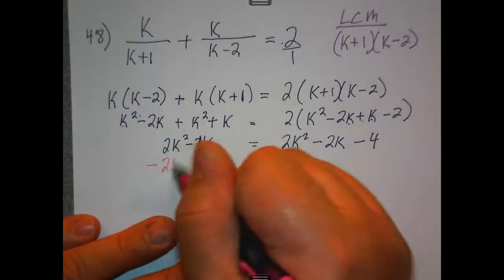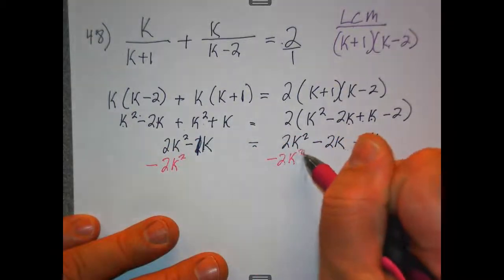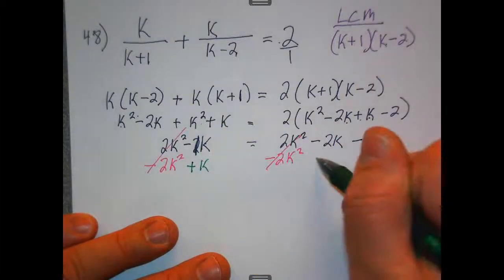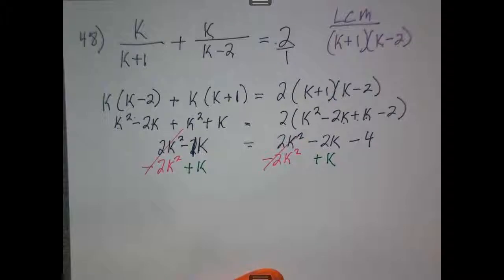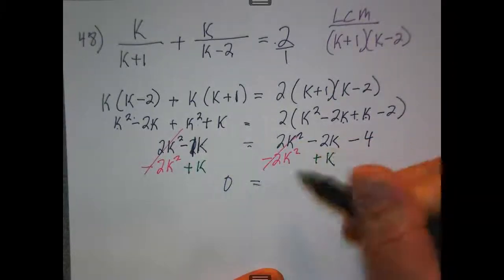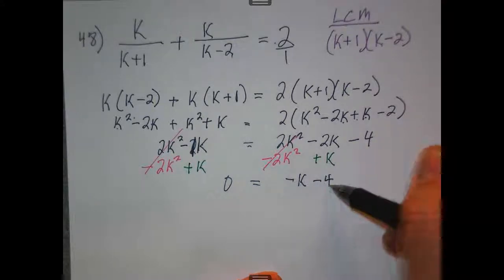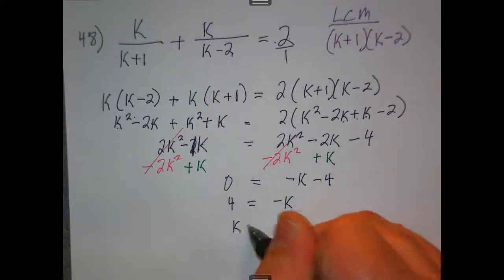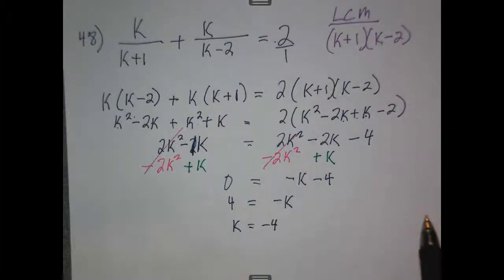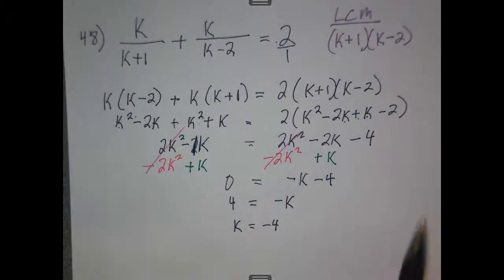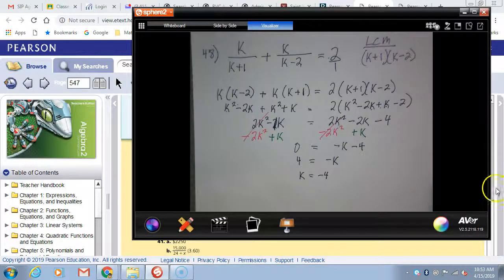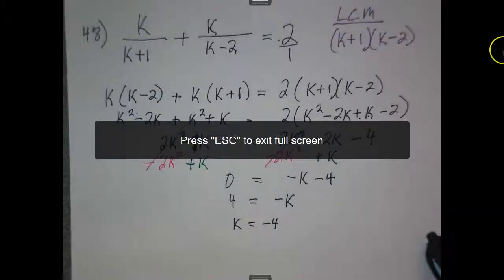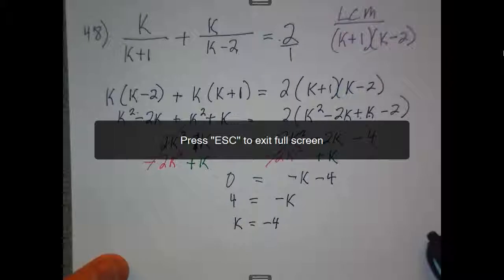Okay, I'm going to subtract 2k squared, subtract 2k squared, these go away. Add k, add k, I get 0 equals negative k minus 4. Then add 4 to both sides. 4 equals negative k, so k equals negative 4. Okay, now, did I do everything right? Looks good, looks good, looks good. Good, let's check it.